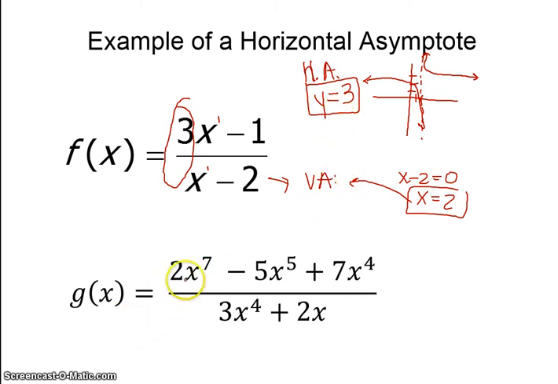Down here on G, my highest exponent on top is a 7. The highest one on the bottom is a 4. So it's bigger on top, which is no-bot. So there are no horizontal asymptotes.